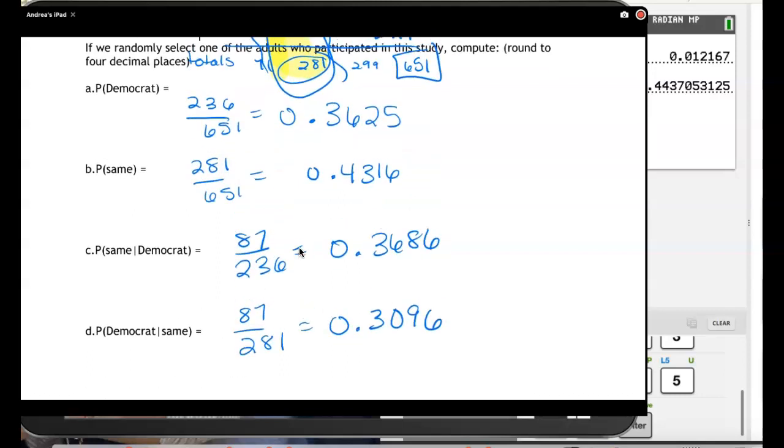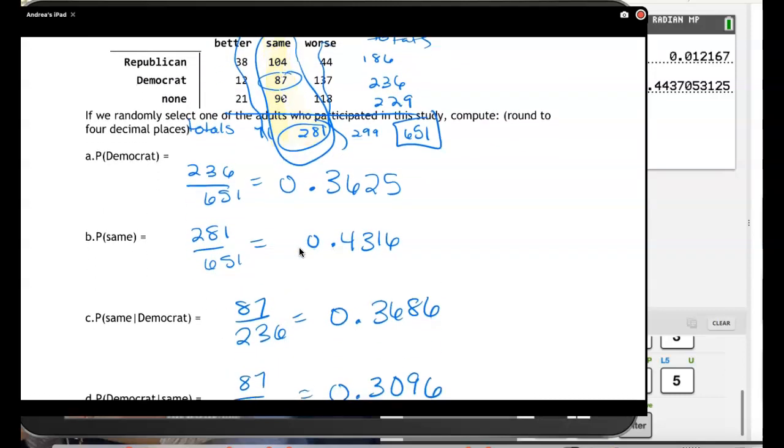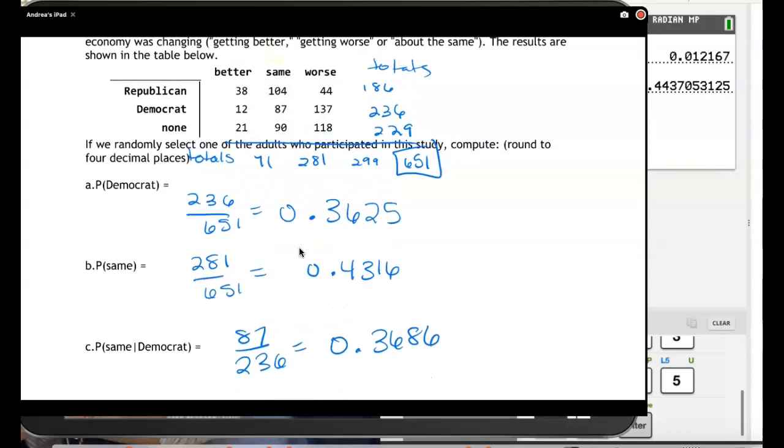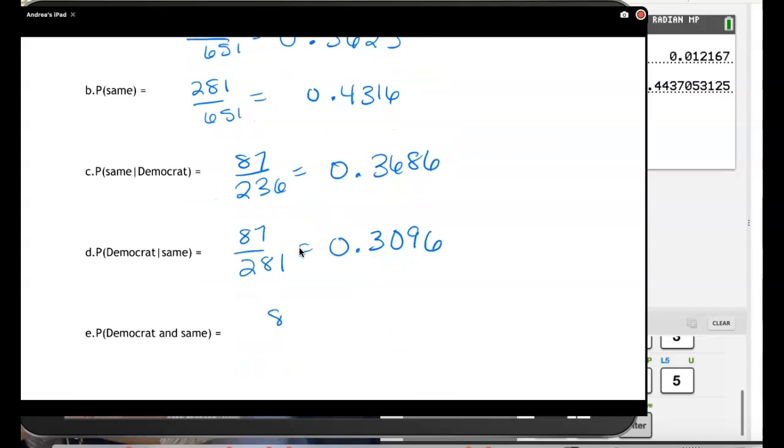The probability that they're Democrat and the same. Okay, so now we're no longer just looking at these columns. We're looking at everything. So Democrats and the same, we see where those intersect, which is 87, and we take that out of our total. 87 over 651. Okay, the only time your denominator is not out of the total is if you have this given. So we have 87 divided by 651, or 0.1336. Make sense?